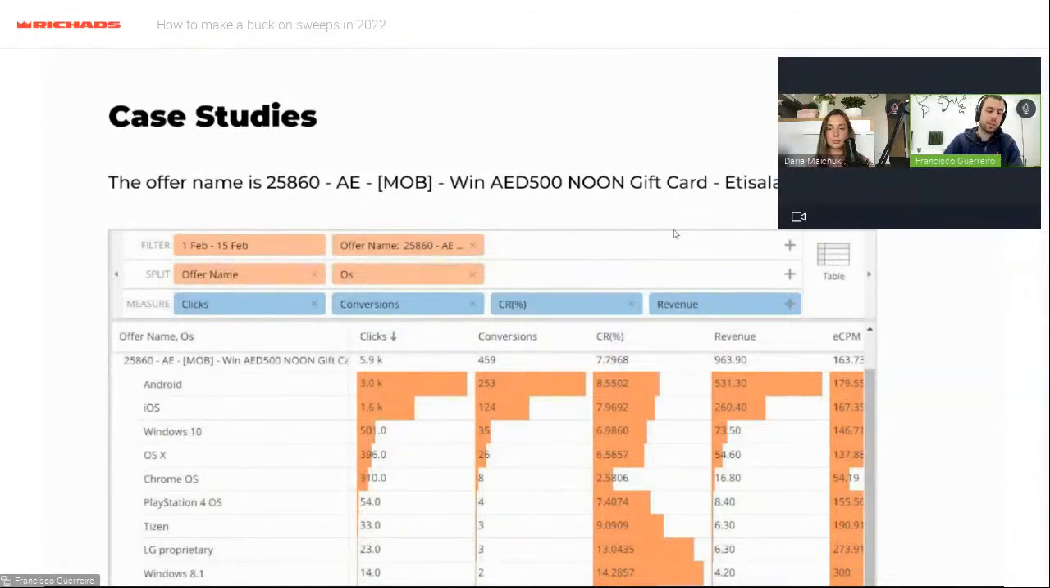But it's not just operating system. There are other things that you can optimize, like the carrier.